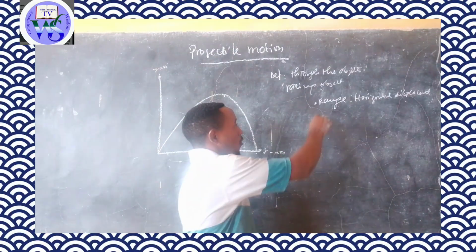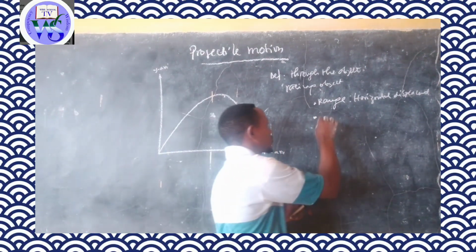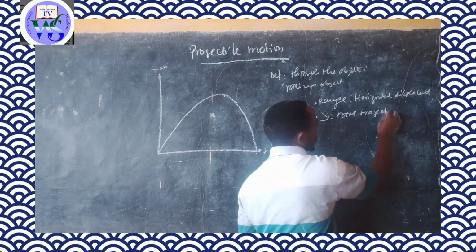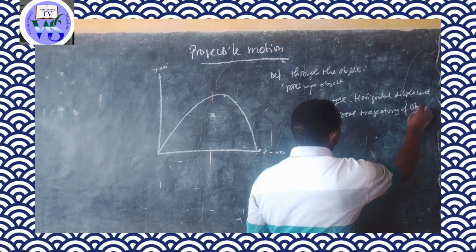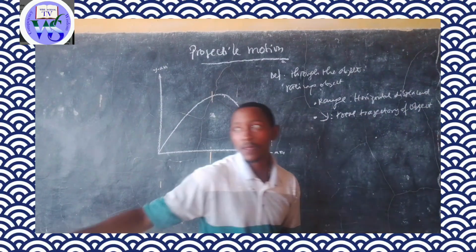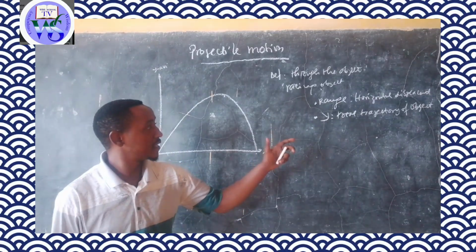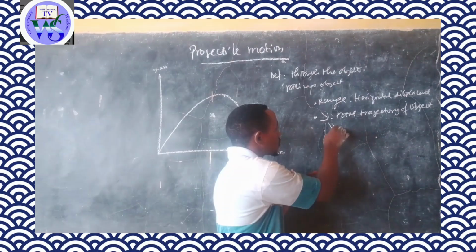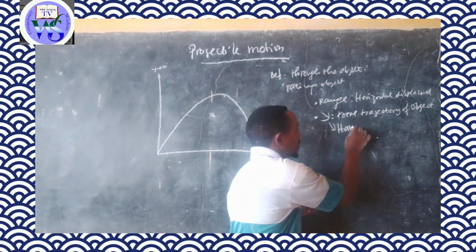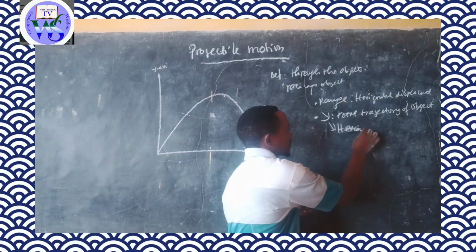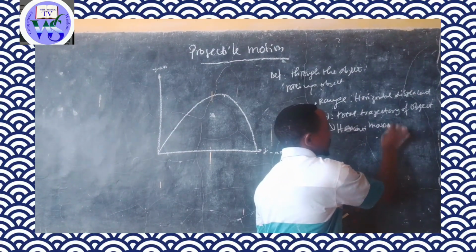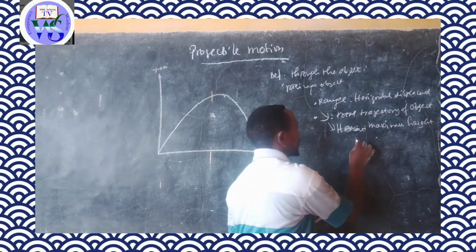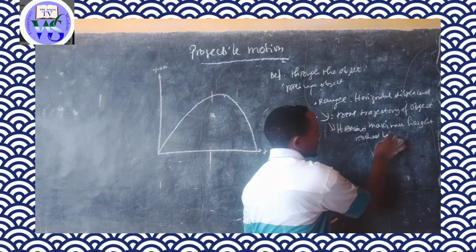There is also y, the total trajectory of the object. There is another term, t, for the total trajectory of the object. There is also h max, which is the maximum height reached by the object.